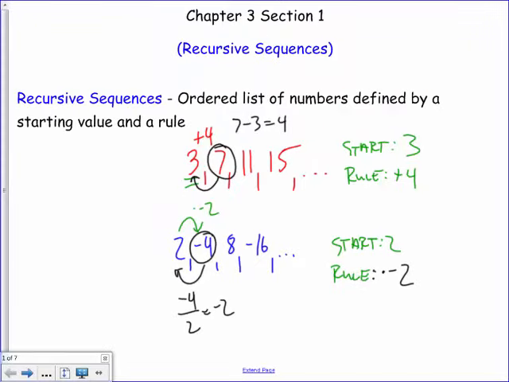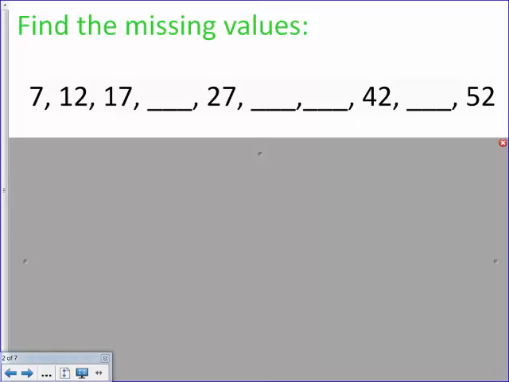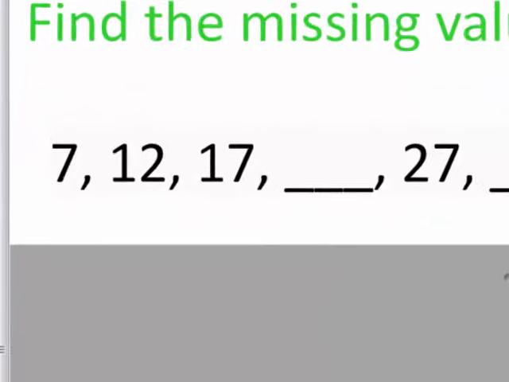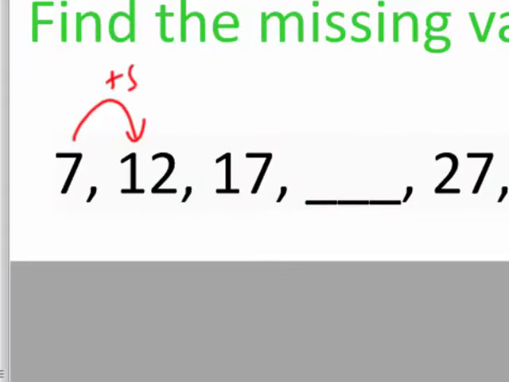So first thing, it says find the missing values. Well, I have to decide, is it being added by something or subtracted by something or multiplied? Well, just find some terms that are kind of by each other. So here it went up 5, right? Because I could take 12 and subtract 7. And then it went up another 5. So there we go. Looks like it's going up 5 each time.